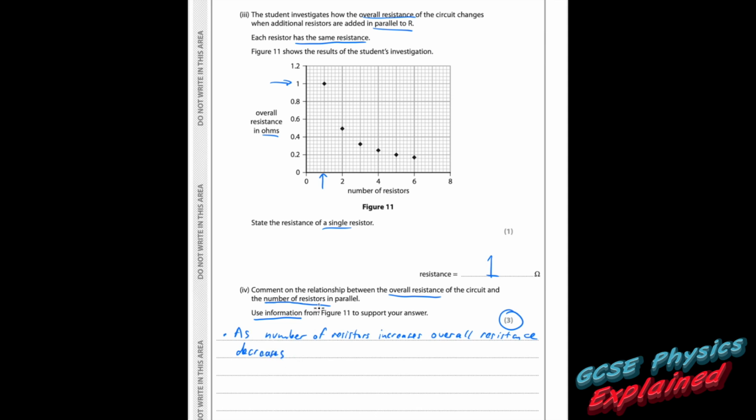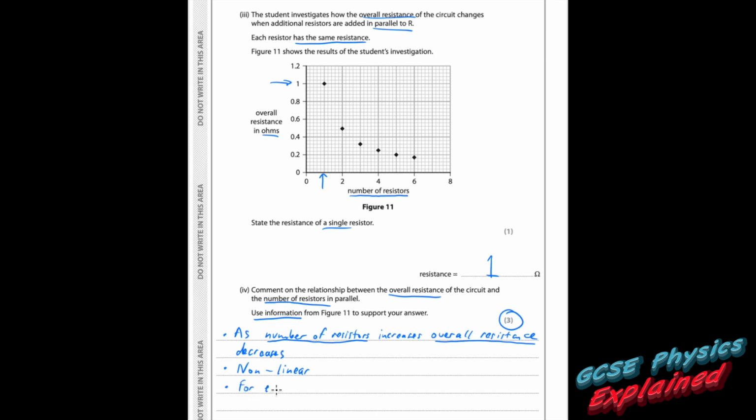So do you know before how I said to use what they've said? So number of resistors, overall resistance. And because it's a curve, it's non-linear. Remember, that's the way I want you to answer it. If it was a straight line, say linear. And that's 2 marks, but we've got 3, so we just need to back it up with some data.